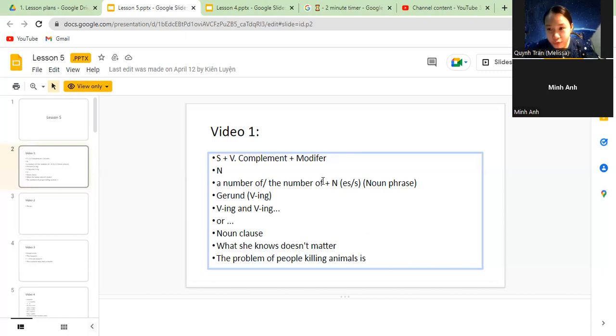Or we have gone through a number of lessons. So it means that we have gone through a lot of lessons, or many lessons. Can you get that?